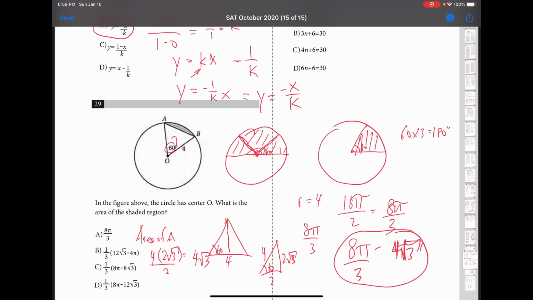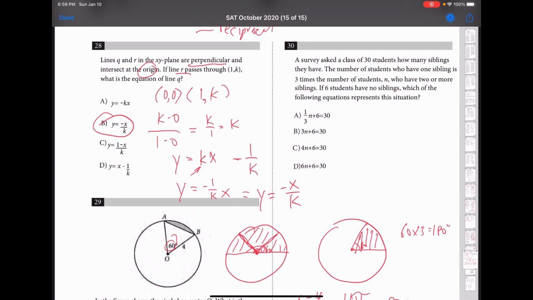So if I look at all these answers over here, let's see which one matches that. Answer choice D would match it, because if you take 1/3, you can multiply by 8 pi. You're going to get 8 pi over 3. And then if you take 1/3 times negative 12 rad 3, you're going to get minus 4 radical 3. So for number 29, the answer is D.